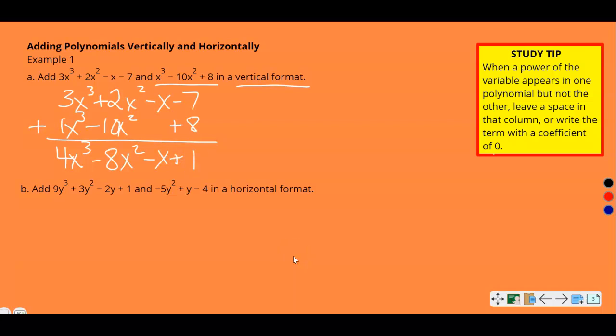All right, so adding vertically is one way to add polynomials. Another way is to do it horizontally. So let's check out how we would add these horizontally. So what we're going to do is look at like terms and put like terms together.